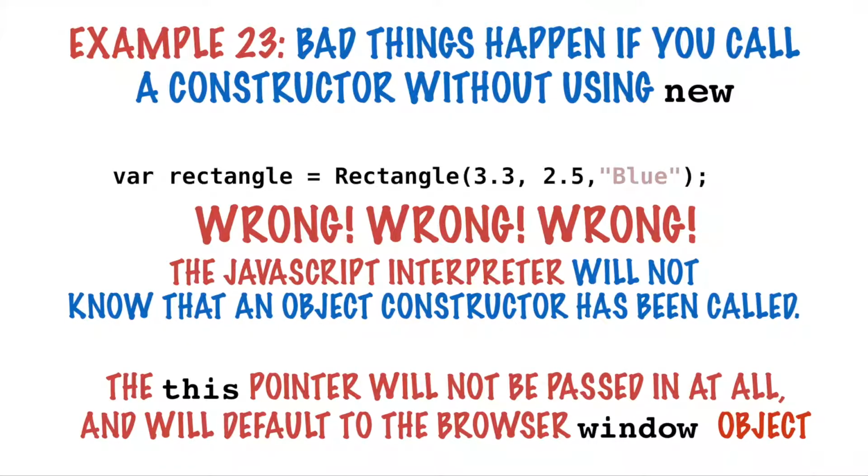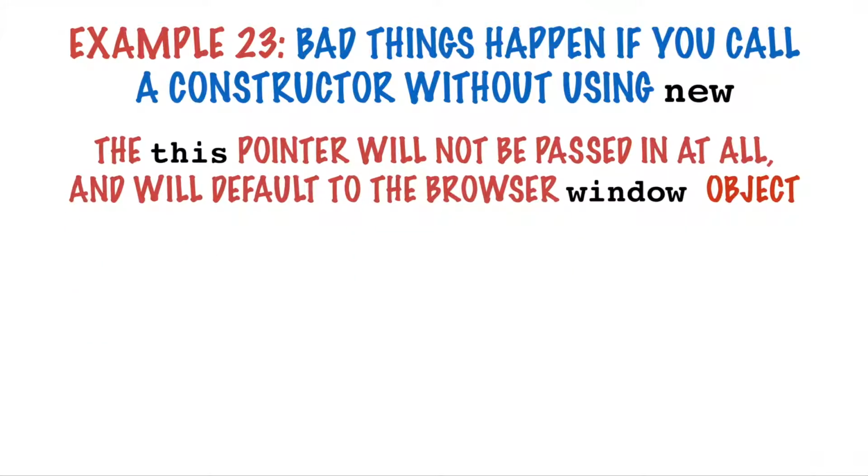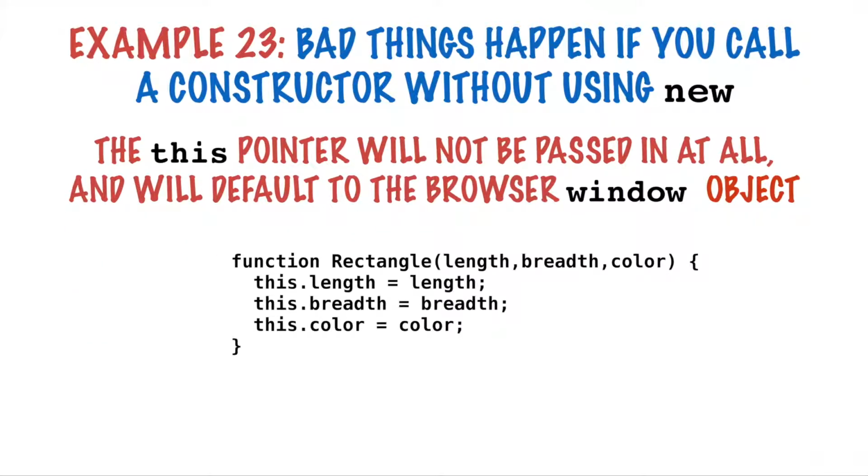When the this pointer is not passed in at all, the this reference refers to the browser window. Window is a variable which all browsers offer to JavaScript, and you can use that to reference the browser window. We used it earlier when we said window.onload and then assigned it a function which has to be implemented after the window has finished loading. When no new is specified, this object refers to the browser window.